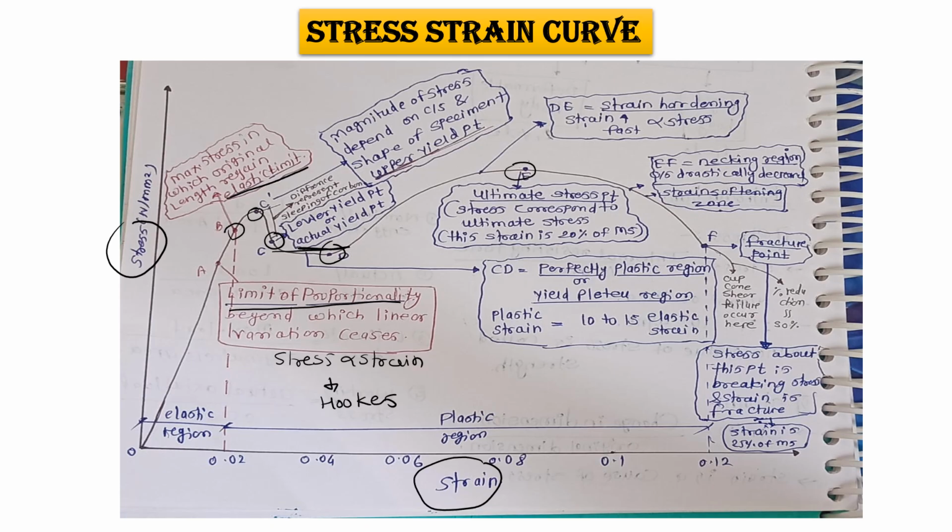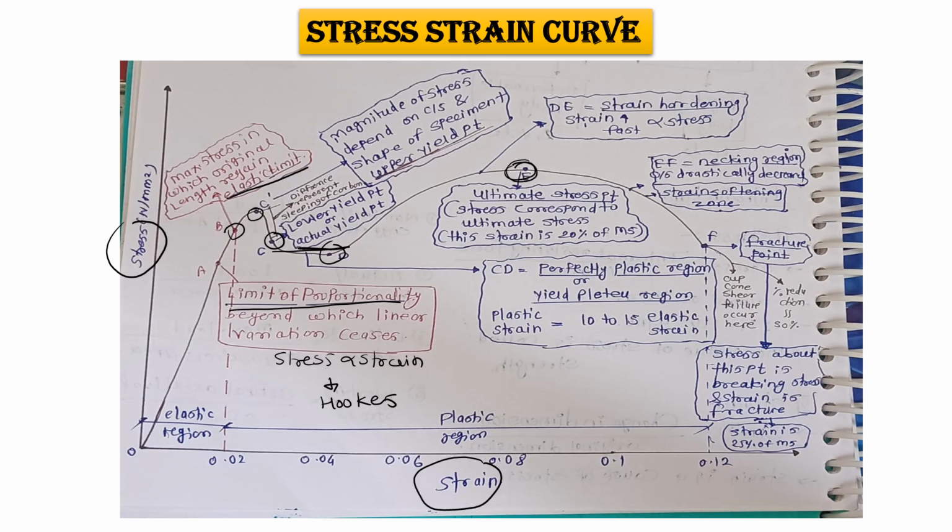Then next point is E, and that E point is the ultimate stress point, the stress corresponding to ultimate stress. This strain is 20% for mild steel. Taking the total strength of mild steel as 100%, up to the ultimate stress point the strain is 20% here. This is the maximum stress on the mild steel, and that point is the ultimate stress point.